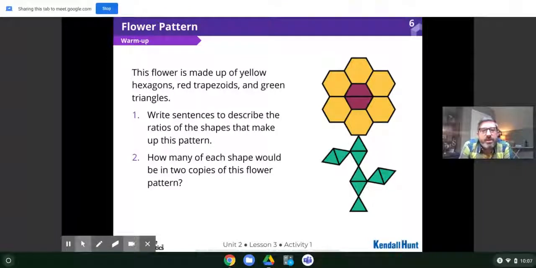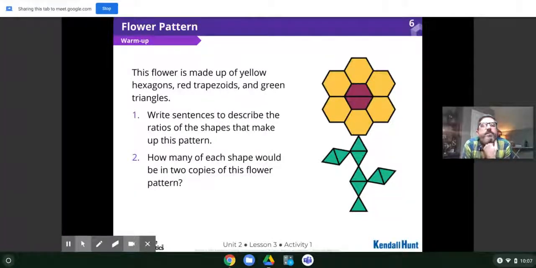We'll do the red trapezoids to the yellow hexagons. So, how many of the red trapezoids do we have? Two. That's right. And how many of the yellow hexagons do we have again? 6. That's right. So, if I were to ask you what is the ratio of red trapezoids to yellow hexagons, what would that be? How many red trapezoids do we have for every one of those hexagons? So what is the ratio of trapezoids to hexagons? 2 to 6, right.